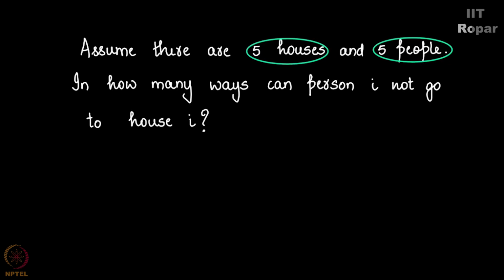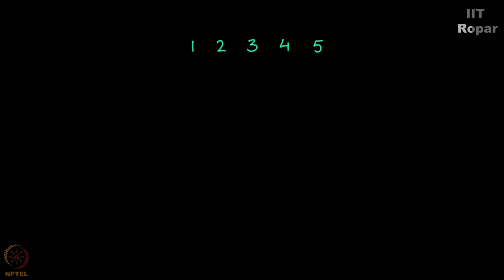We have 5 people, 1, 2, 3, 4, 5 and 5 houses like this: H1, H2, H3, H4 and H5. But the condition given is that 1 cannot go to H1, 2 cannot go to H2, 3 cannot go to H3 and so on. So, person i cannot go to Hi.